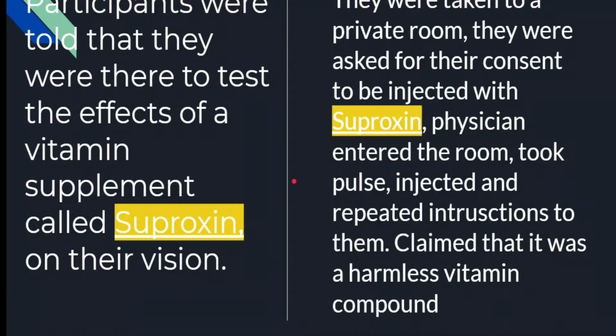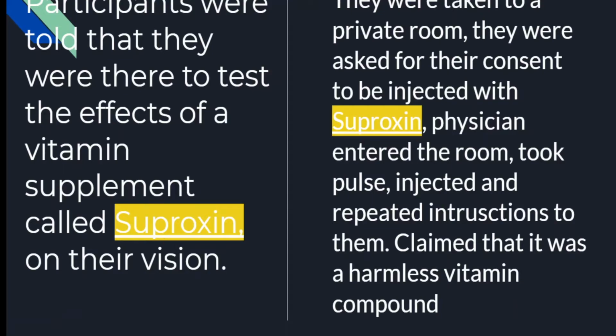The participants were all told that they were there to test the effects of a vitamin supplement called Suproxen on their vision. Now, why I have highlighted Suproxen in yellow is because it's a fake. Suproxen is not a real thing, it does not exist. It is the fake name we have given the injection that we will give them. And we are telling them a false aim, so this is 100% deception. We are telling them that we are here to measure the effects of this made-up drug on their vision and visual abilities.